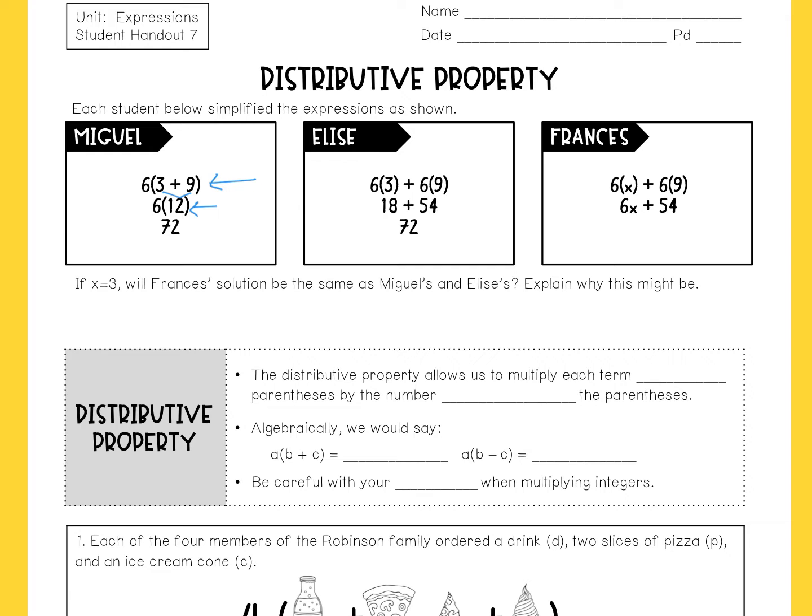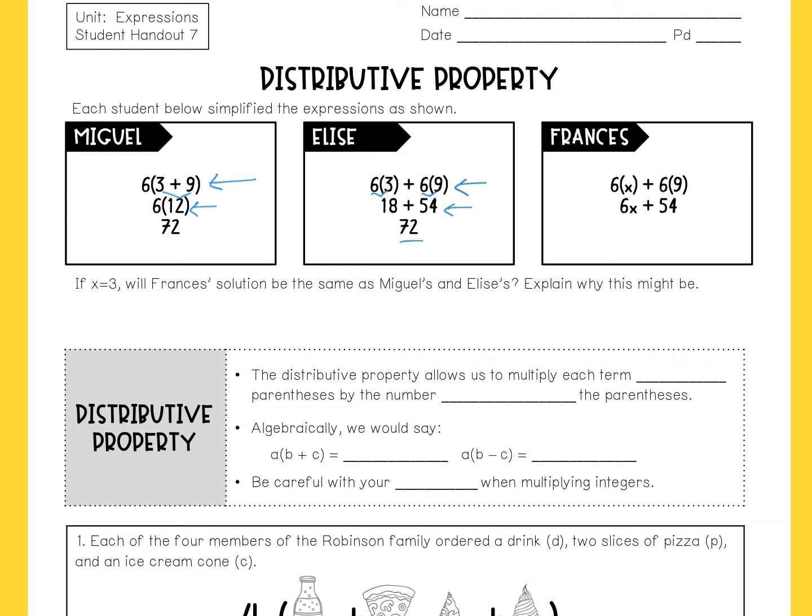And then Elise has 6 times 3 plus 6 times 9. Using the order of operations, Elise multiplied 6 times 3 to get 18, and then 6 times 9 to get 54. Then Elise had 18 plus 54, and when she added those together, she got 72.